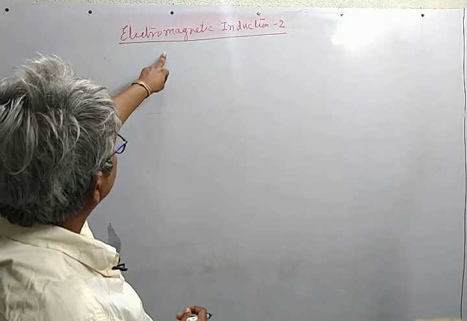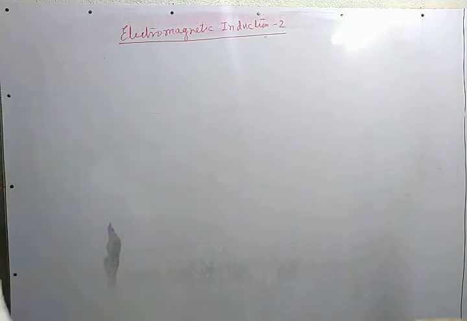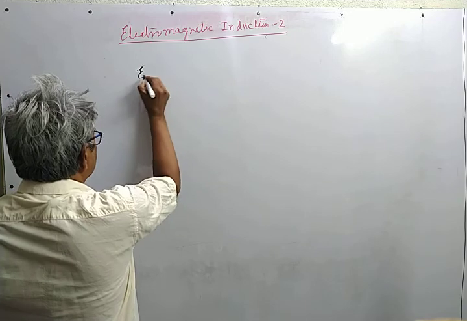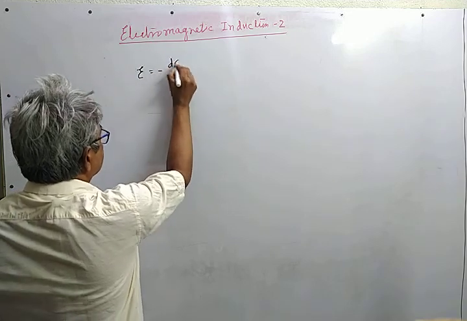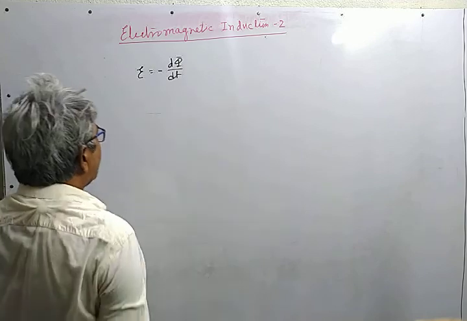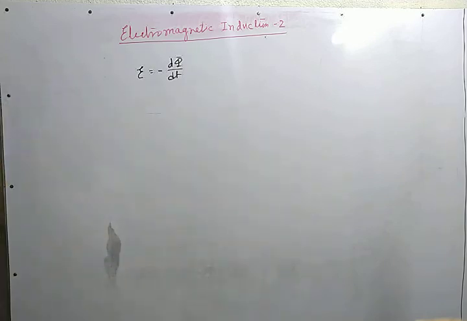Last class, the first class on electromagnetic induction, we learned that when the flux linked with a closed circuit changes with time, then an EMF is induced, and the induced EMF is governed by minus d phi dt. Then we distinguished between the motional and transformer EMF.